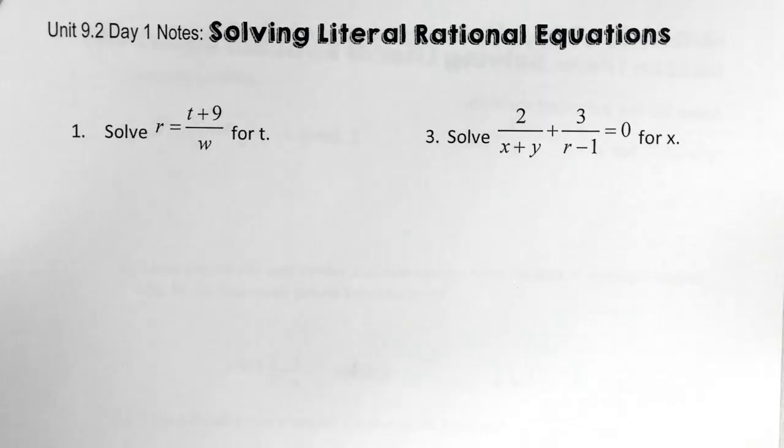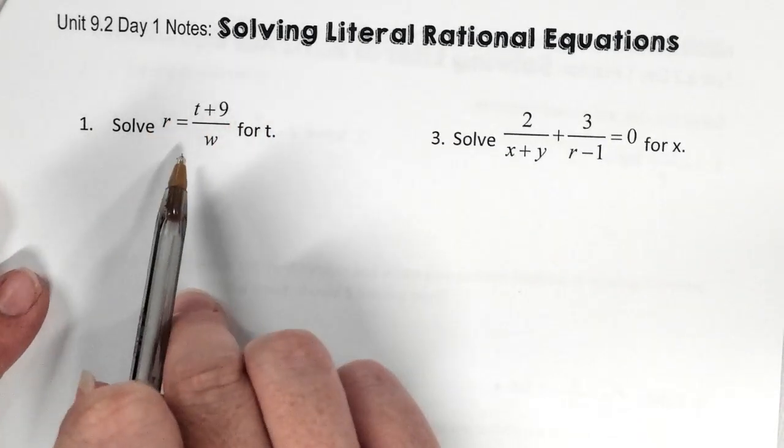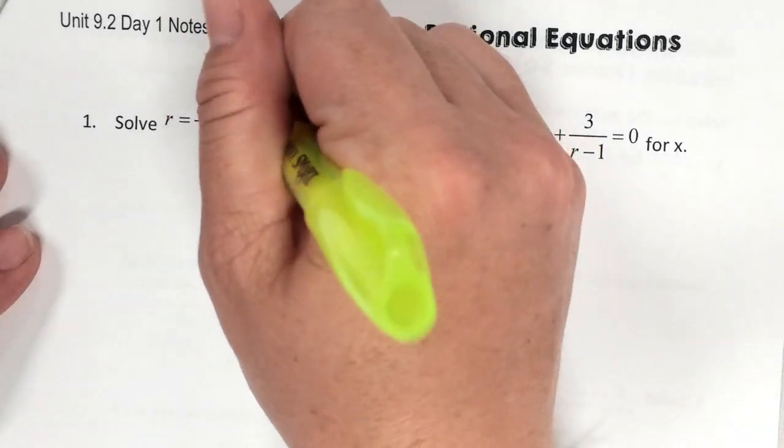Okay, so we're doing literal equations. Literal equations pretty much just mean that you have multiple letters. So if you look, we have multiple letters. And because you have multiple letters and we don't know what those letters equal, we are rearranging these problems. So the first one tells us we're solving for t.